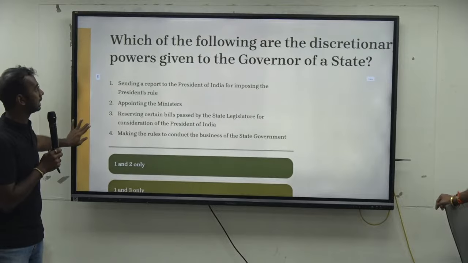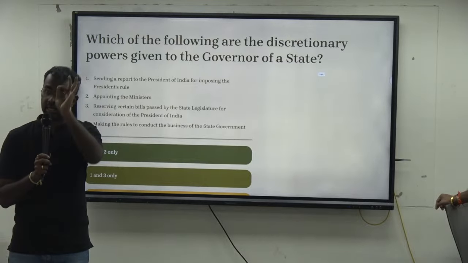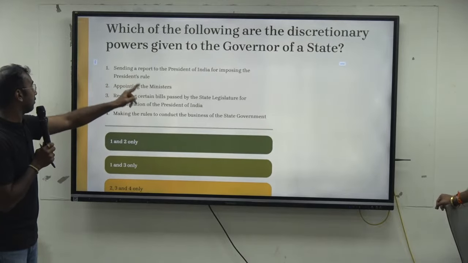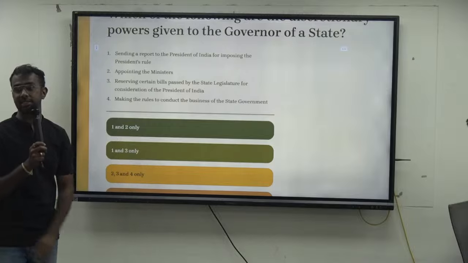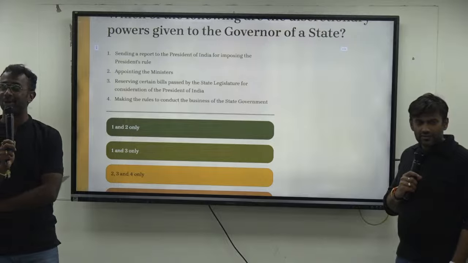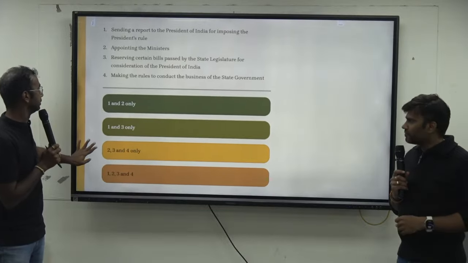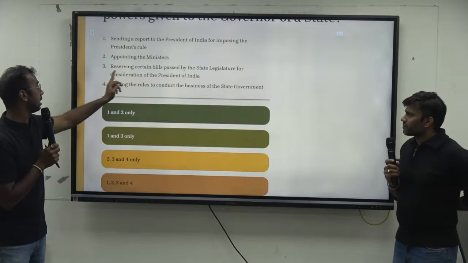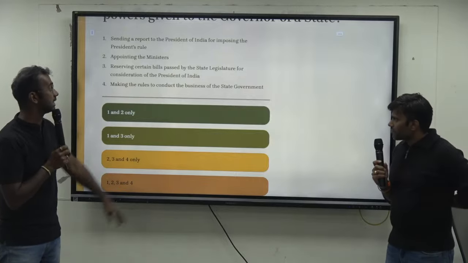Which of the following are the discretionary powers given to the governor of a state? What is the question? Discretionary powers given to the governor of the state. One, sending a report to the President of India for imposing President's rule. True or false? Yes. Appointing the ministers. It is not his discretionary power; otherwise he will appoint whomever he wants. What is the use of the CM and other MLAs? It is always on the advice of the CM, not the council. Reserving certain bills passed by the legislature for consideration of the President. Yes, 100%.